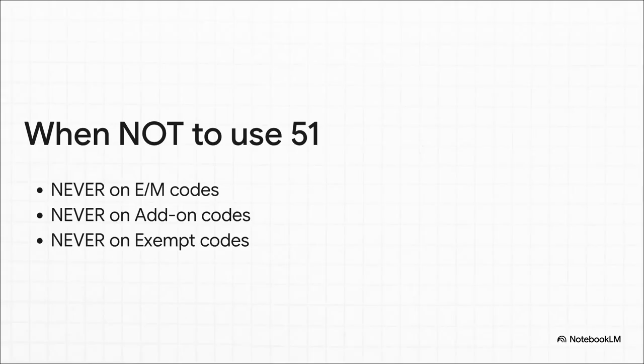Actually, knowing when not to use Modifier 51 is probably just as important. Seriously, never use it on E/M codes, and for navigating your CPT book, never append it to add-on codes. Those are the ones with a little plus symbol. Also, never append it to Modifier 51 exempt codes, which you'll spot by that circle with the slash symbol. If you see those symbols on a test question, you can just rule out 51 immediately.